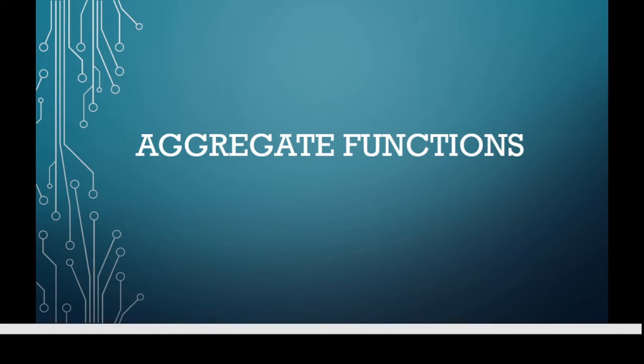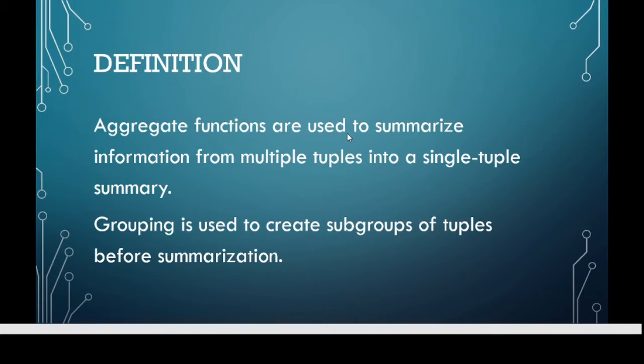And today, we are going to have another tutorial about aggregate functions. So, what are these aggregate functions? Aggregate functions are used to summarize information from multiple tuples into a single tuple summary. So, yung multiple tuple, isa-summarize mo yun using aggregate functions becomes a single tuple summary. And then, for it to be possible, we're going to use group by. So, grouping is used to create subgroups of tuples before the summarization.